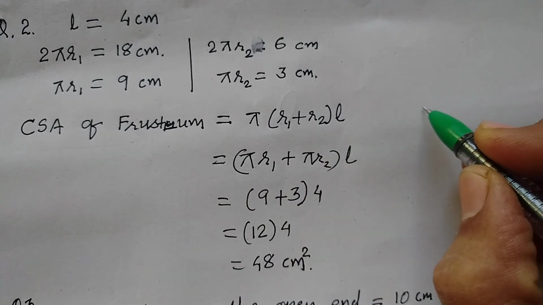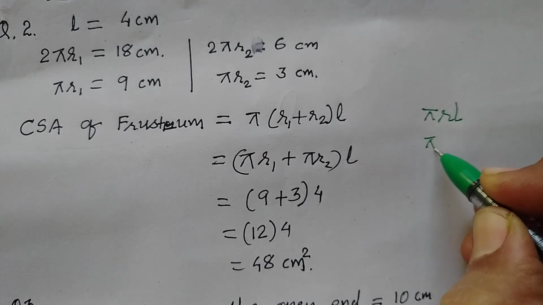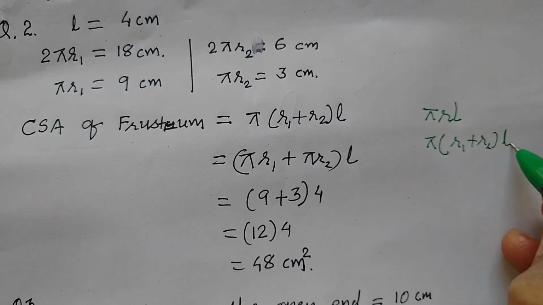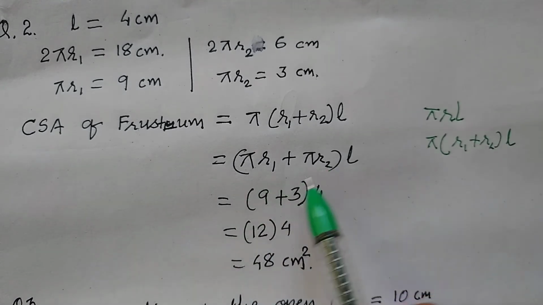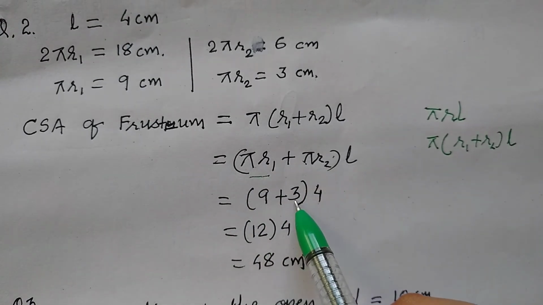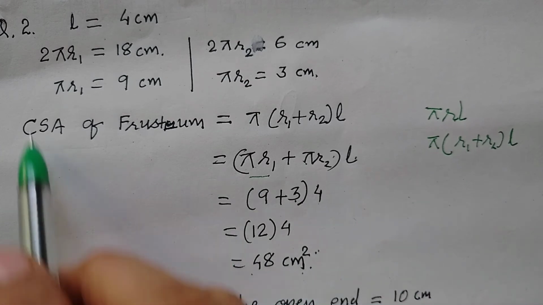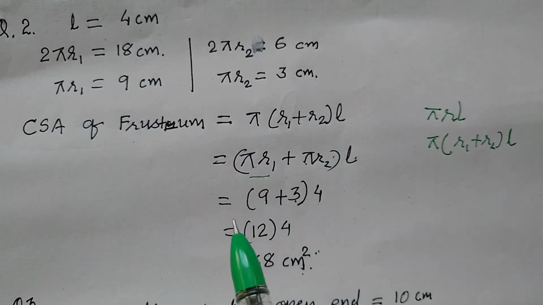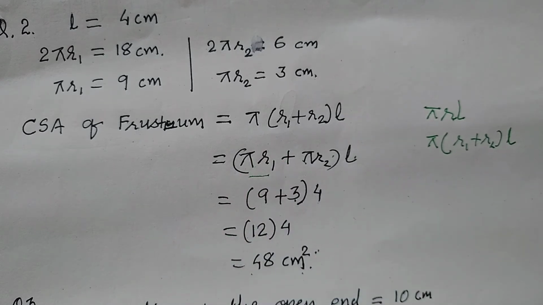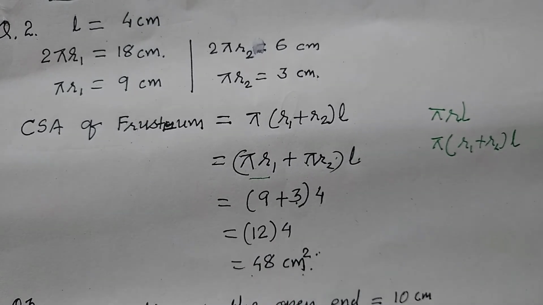Children, we know the cone formula is pi R L. So pi, replace this R by R1 plus R2, L. Clear? Now put the value. Pi R1 is 9, pi R2 is 3, L is 4, so 48 centimeter square. Now children, you can observe in this whole part, we did not keep the value of pi. That is important. If you put it, you will get the same answer, but without putting it, we have obtained this answer.